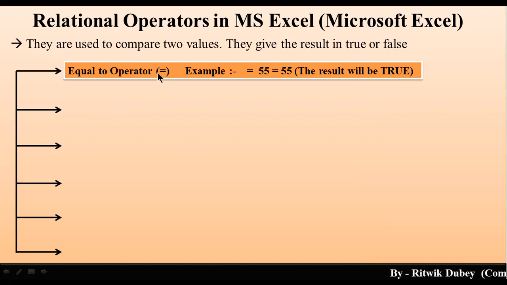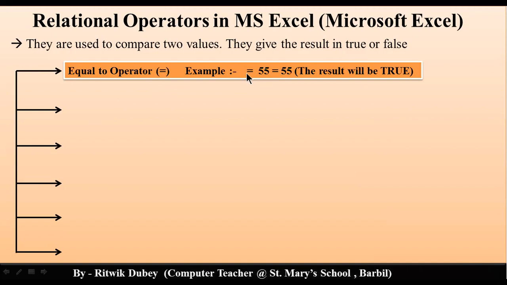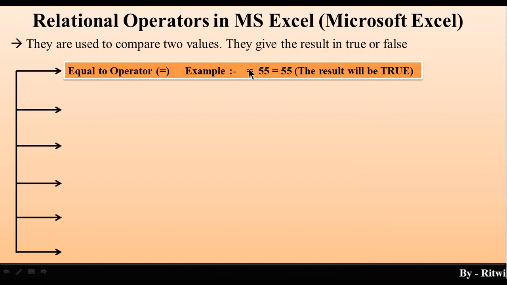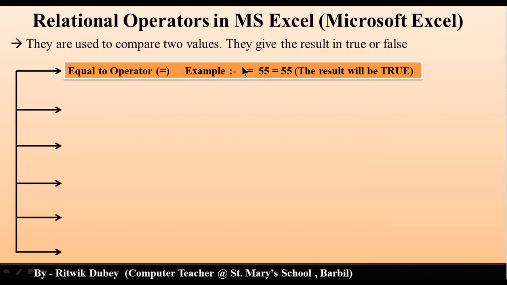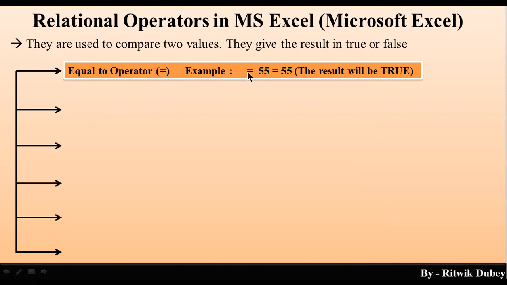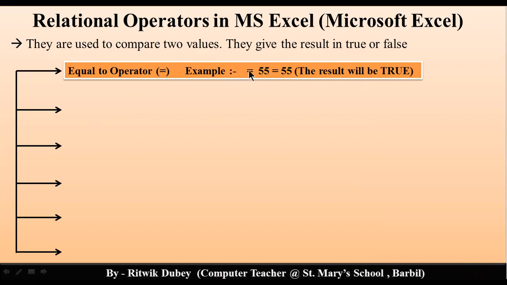Please don't get confused with that. The first is the equal to sign with which the formula begins. You can see the example: this equal to is different from this equal to. Since it is a rule that the formula will begin with an equal to sign, we have to compulsorily give the equal to sign at the beginning. So this equal to is different, and this equal to is different.